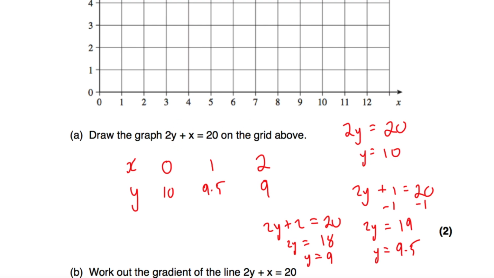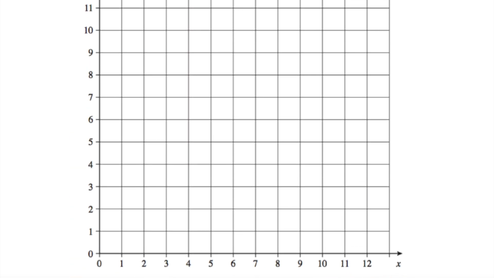Okay, let's plot them because we've been asked to draw the graph. So (0, 10) would be there, (1, 9.5) would be there, and (2, 9) would be there. Let's get a ruler and pencil and draw a nice straight line through those points. And that's it. That would be the graph of 2y plus x is equal to 20.